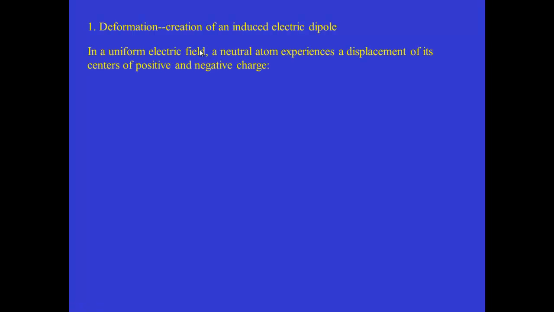So in a uniform electric field, a neutral atom experiences, we can think of it this way, a displacement of its centers of positive and negative charge. So here is a neutral atom that has an even distribution of negative and positive charge in a way that originally, when there's no applied field, means that there's no dipole moment. There's no real positive or negative end to this atom.